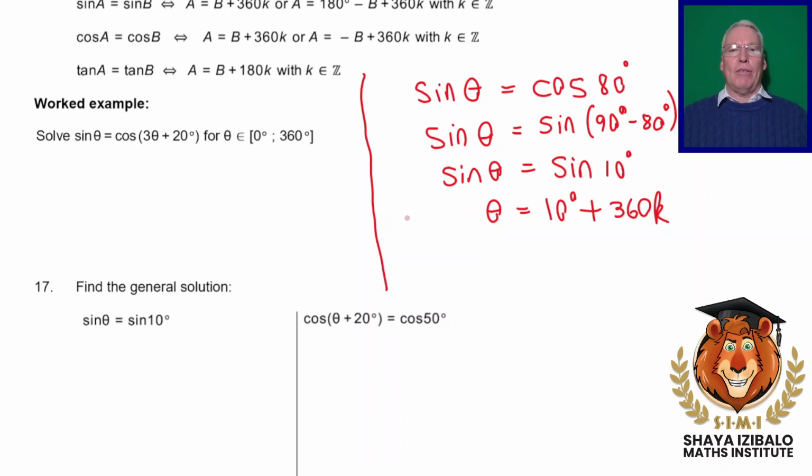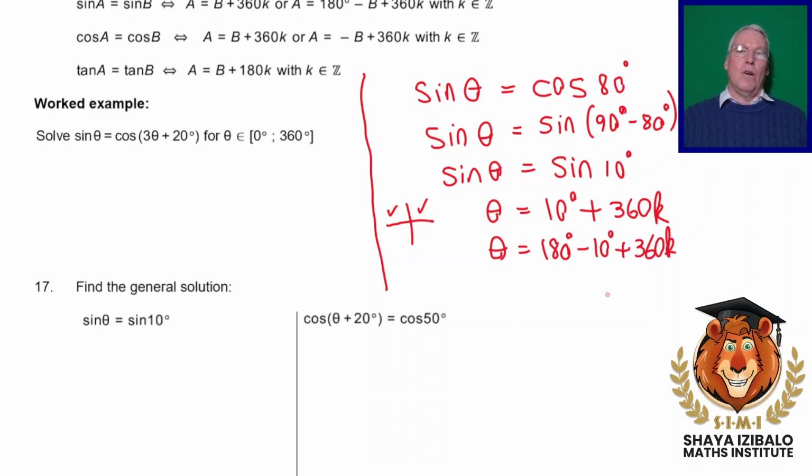And let's just picture our little cross diagram. Where else is sine positive? Well, it's positive in quadrants 1 and 2. So there's another angle where sine takes on the same value as it takes on at 10, and that's 180 minus 10. So the other possibility here is that theta could be 180 minus 10. Obviously 170, but I'm just going to write it as 180 minus 10 plus 360k, with k an element of Z.